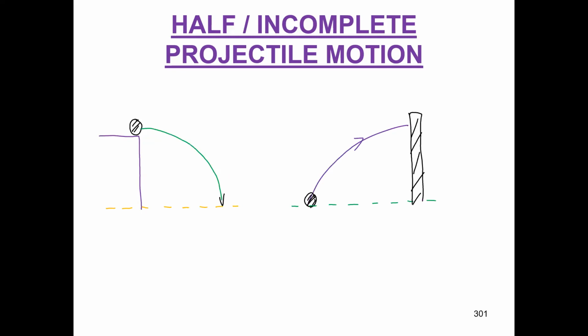Now, half or incomplete projectile motion. This is going to be our next title. The diagram is there. This is called a half projectile. This is also a half projectile. So I have given two examples. One is the object is coming down, and second, it is going upward for half motion. This is called half or incomplete projectile. You have to copy this.